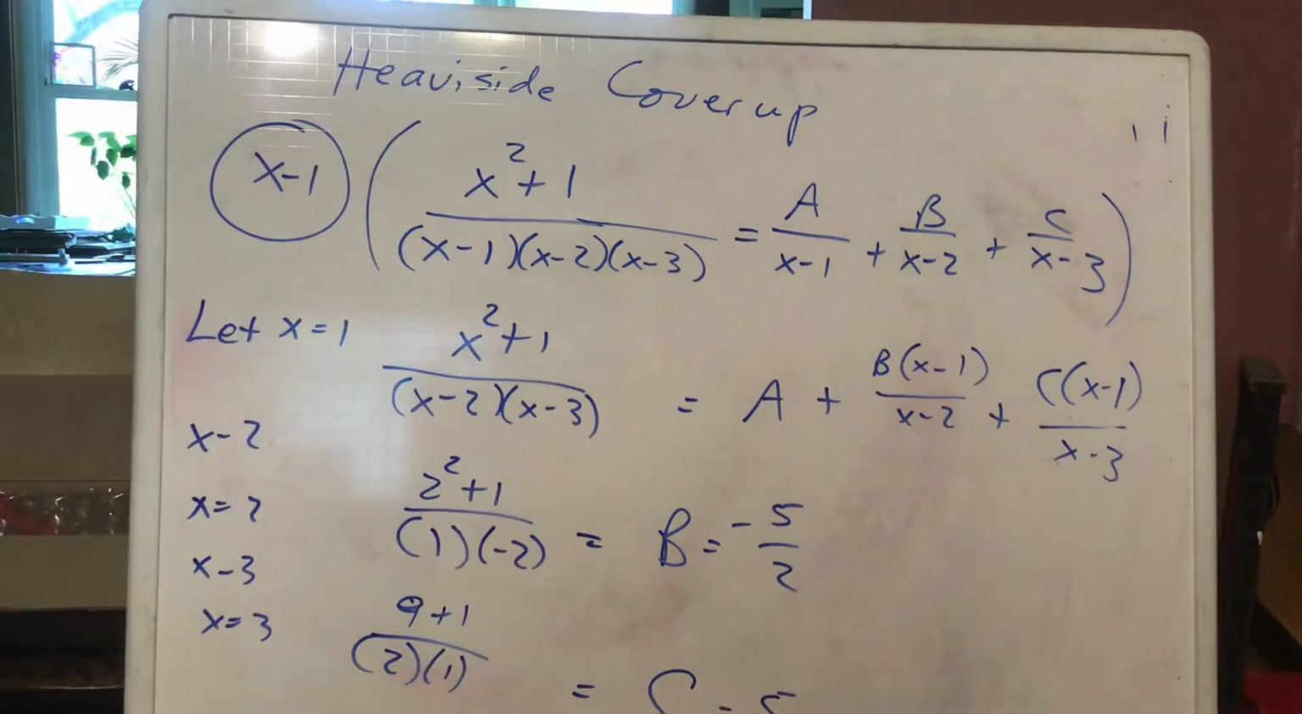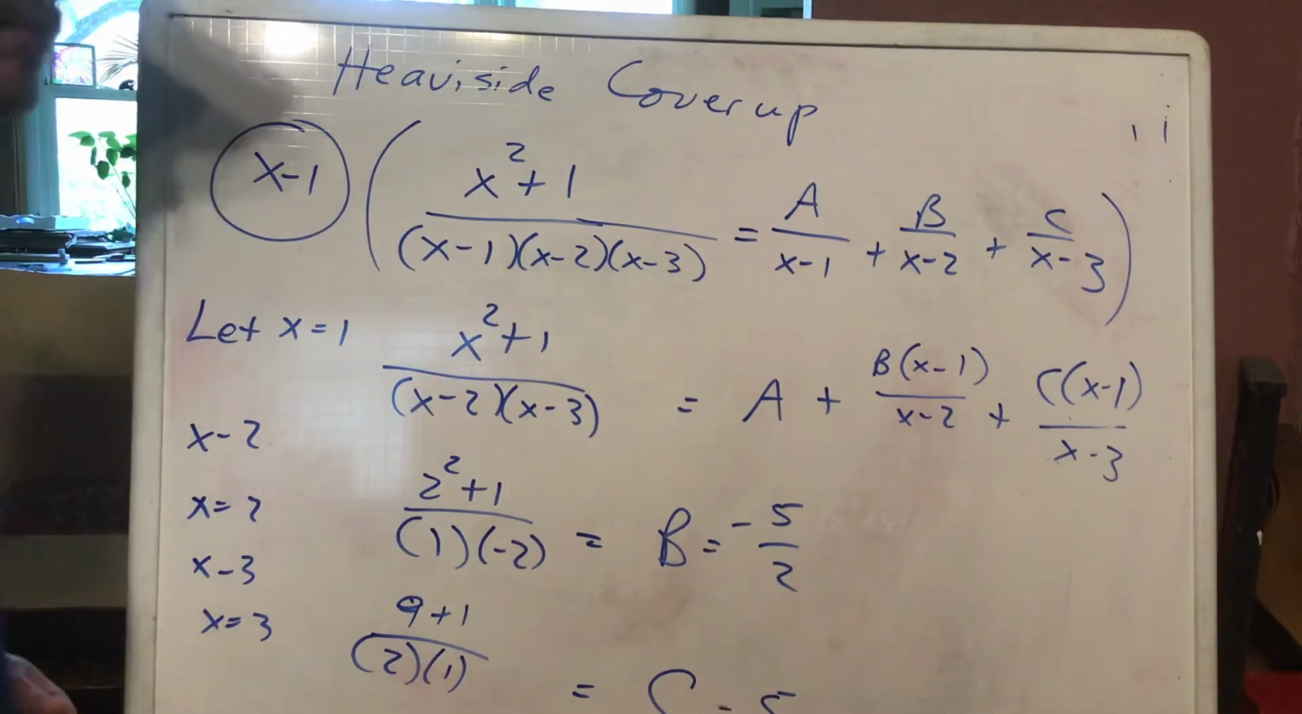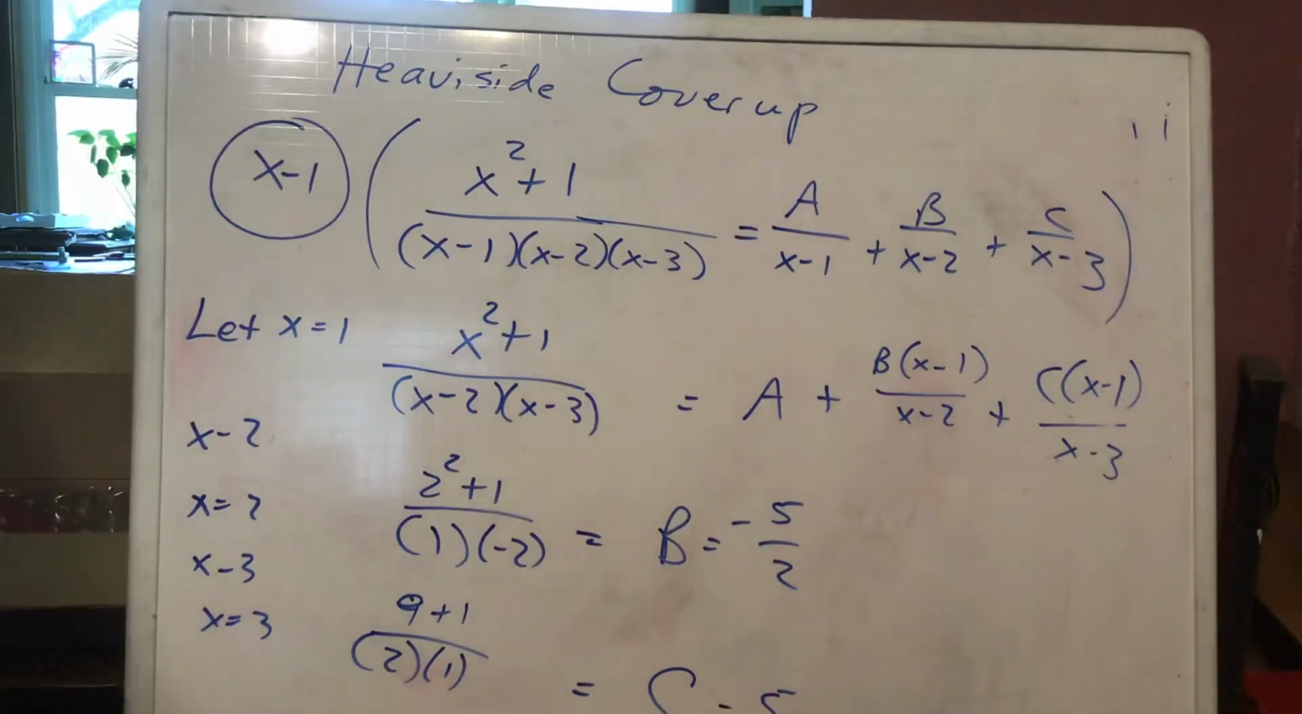So that's the Heaviside cover-up. And that works. It's a nice approach to doing this, which allows us to break it into its reduced, or its previous fractions, and do the process without having to go through all of the pain of getting the common denominator.